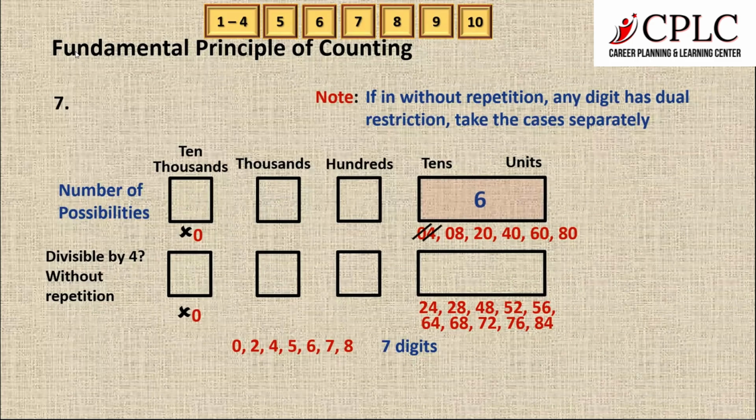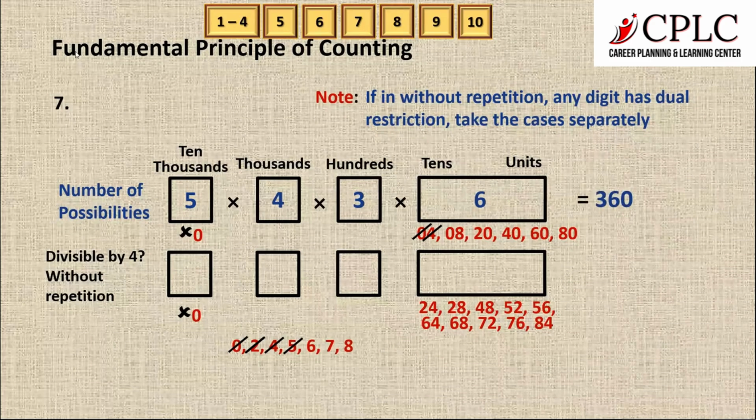So in the first possibility, six possibilities can come. Two digits are gone because tens and units, these are the two digits. These two digits are fixed now. At ten thousands place, five digits can come. Thousands place, four digits can come. Hundreds place, three digits can come. The product of this is 360.